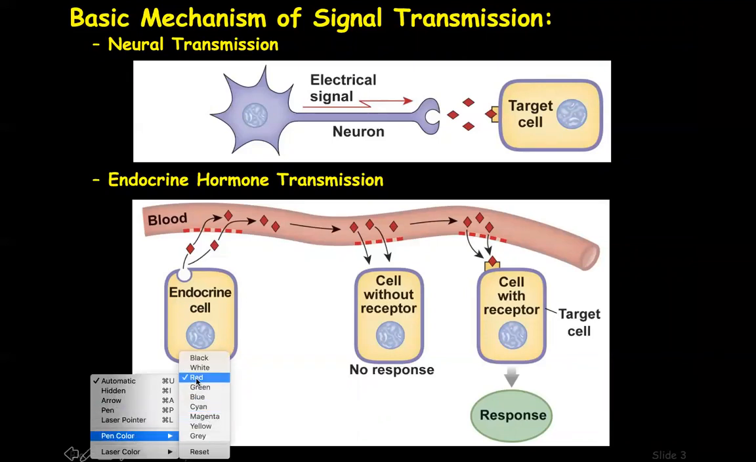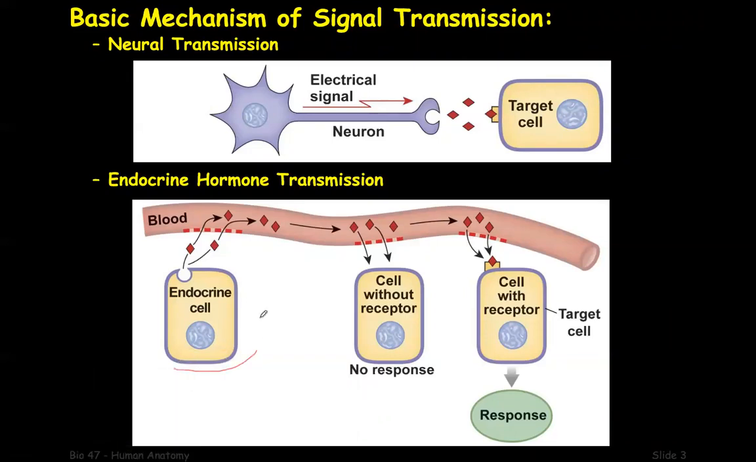In the bottom here, we have an endocrine cell that's releasing, there it is, the endocrine cell, and it's releasing a chemical into the blood, into the interstitial space, and then into the bloodstream. That chemical is a hormone, and that chemical travels through the bloodstream, and it passes by cells without receptors for that particular hormone, which elicits no response. But for cells that have receptors, it causes a response.